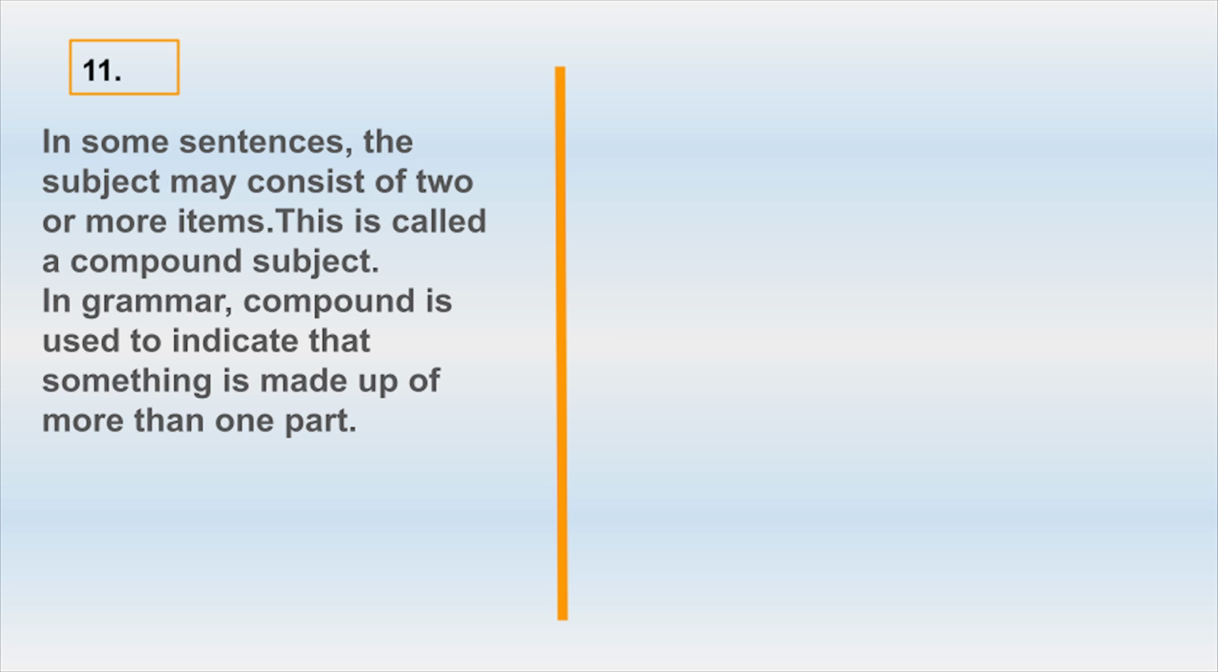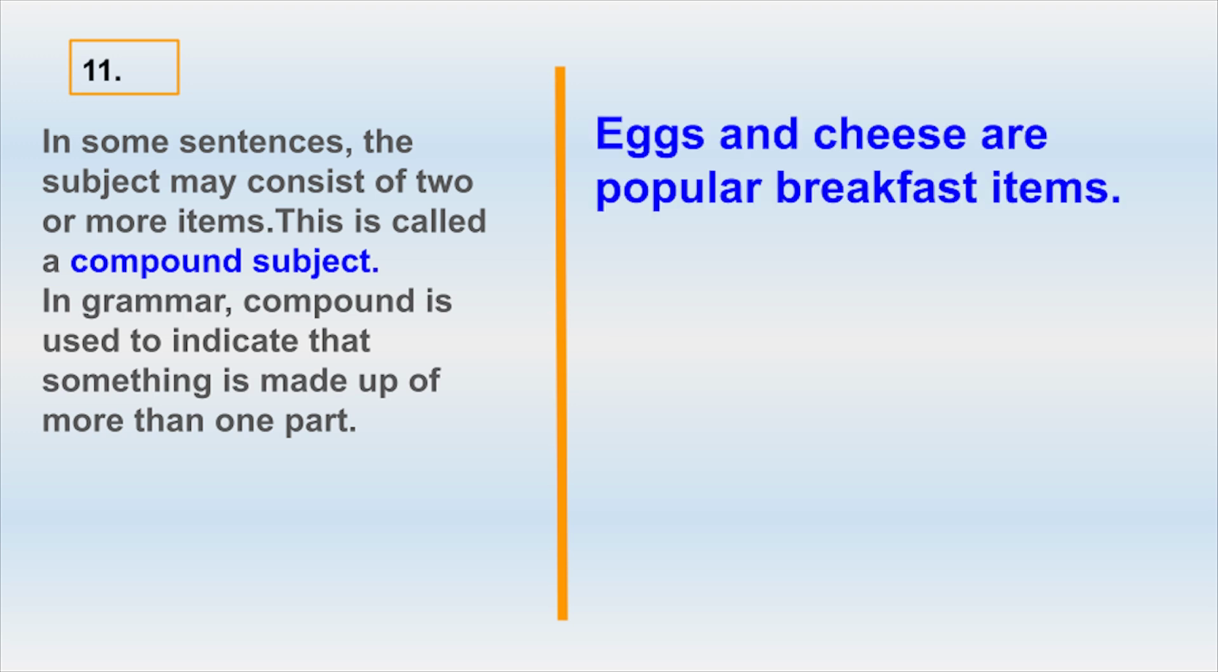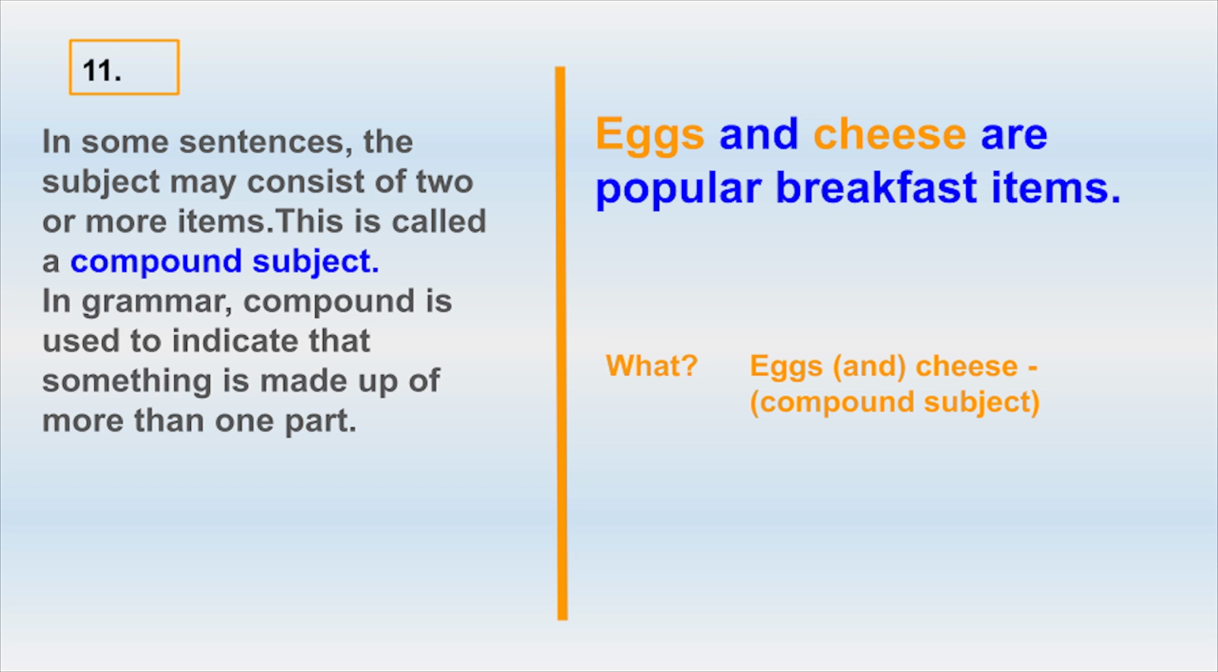Also, in some sentences, the subject may consist of 2 or more items. This is called a compound subject. In grammar, compound is used to indicate that something is made up of more than one part. Eggs and cheese are popular breakfast items. We may ask what? Eggs and cheese. That's a compound subject. And do what? Are. Eggs and cheese are. Are is the predicate of the sentence.